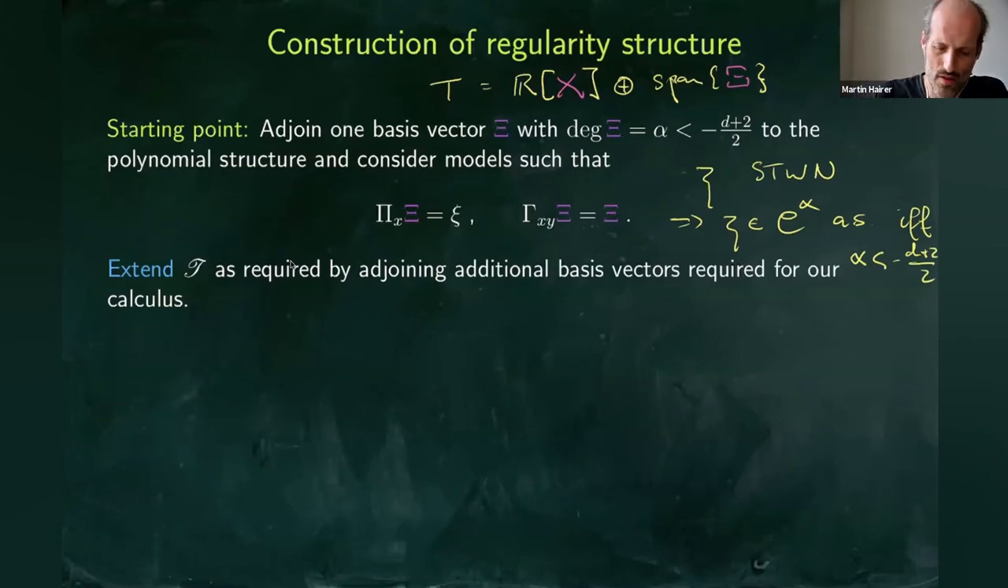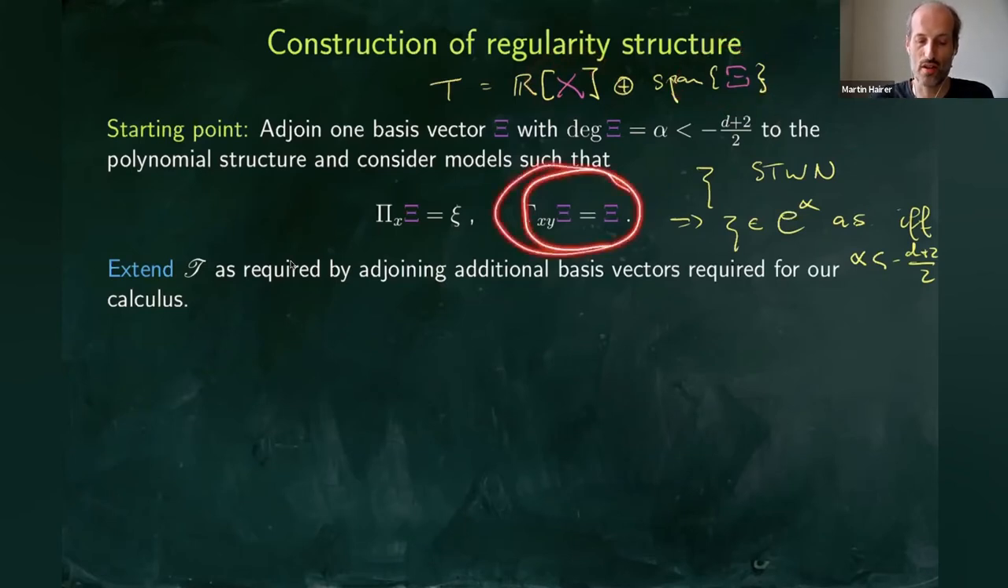Okay, so that's where this d plus 2/2 comes from. And why d plus 2 and not d plus 1? The 2 comes from the time, and it's because we count things in this parabolic scaling. Okay, that's why time counts as 2 and not as 1. Okay, so that's where this exponent comes from. So we just add this basis vector to the regularity structure. We don't change the group, so the group is still RD with addition, and it just acts on X in the same way as before, and it acts trivially on Xi. So it just acts as the identity on Xi.